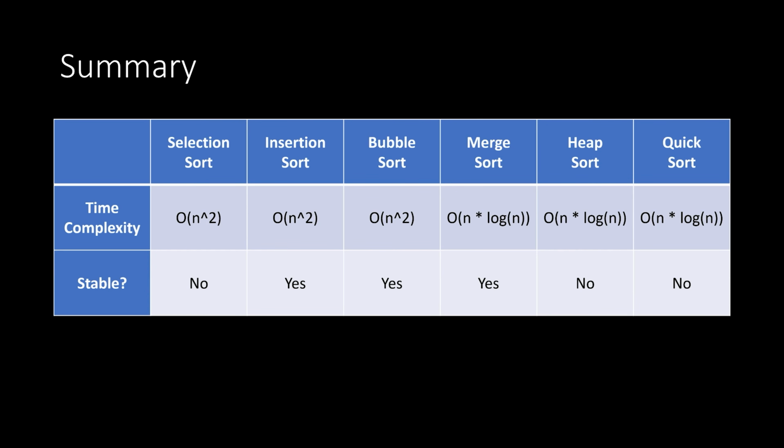Merge sort, n log base 2 of n. Is it stable? Yes. Heap sort, is it stable? No, because we're using that heap structure, and it runs in n log base 2 of n. Quick sort, is it stable? No, it runs in n log base 2 of n. So I just put that there so you guys had one slide that had all of the algorithms, so you can see the time complexities of each.